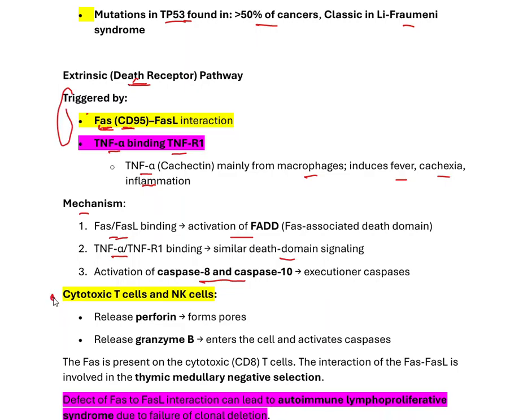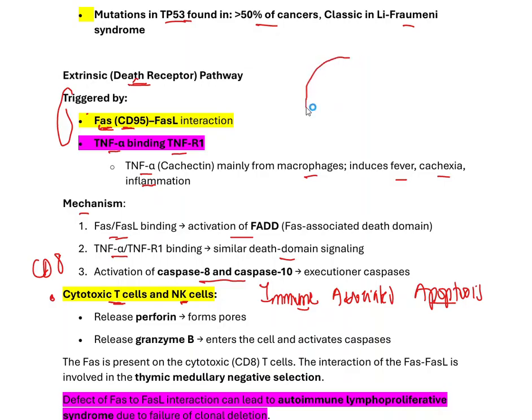The third mechanism under extrinsic is the immune associated apoptosis. Under here, we have our cytotoxic T cell, which is our CD8, and then we have what? Natural killer cells, right? So the way these guys kill is that they use perforin and granzyme to cause what? Apoptosis.